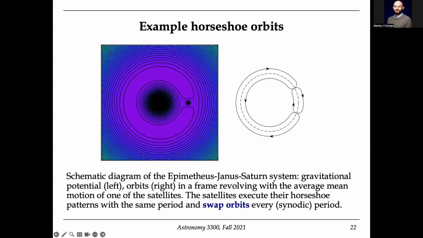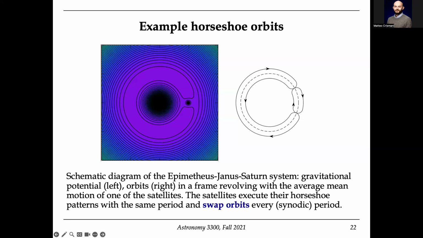So here's an example of a horseshoe orbit. We're at Saturn. We'll look at this moon system, Epimetheus and Janus. This is one of my favorite moon systems in the solar system. It participates in a really unusual dance with its partner. So this is Janus. Janus goes around in a little circle, and Epimetheus goes around in a different circle in the opposite direction.